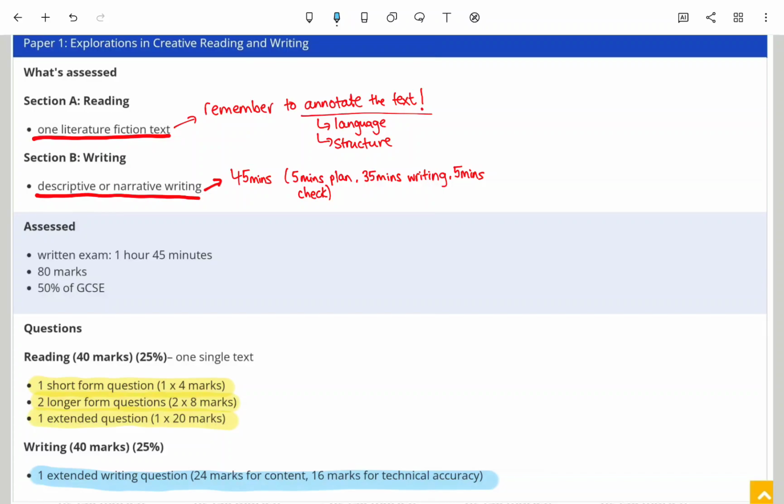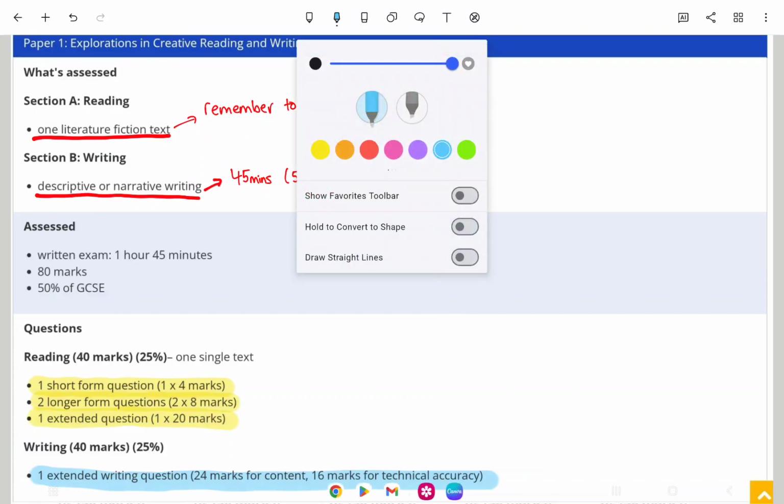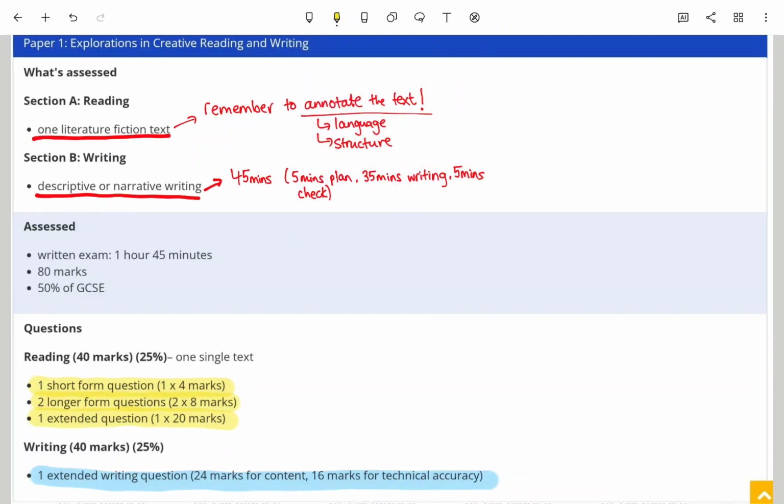So Paper 1, what are you being assessed on? As you can see from your screen, Section A is purely on reading. The text you'll be provided with will be a fictional text. Again, it could be an extract from a particular story. You are required to read the text meticulously and carefully. While reading, you want to annotate it for keywords and key phrases, so language features, structural features, etc.